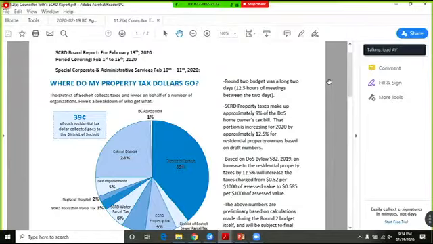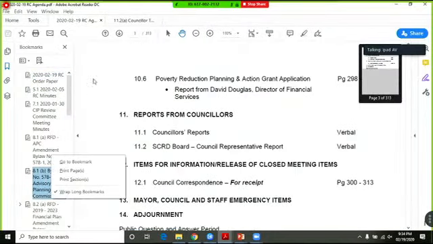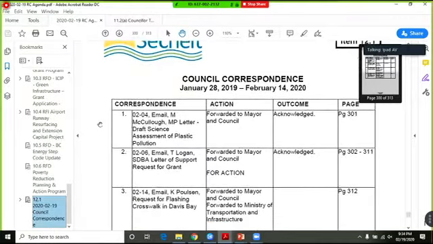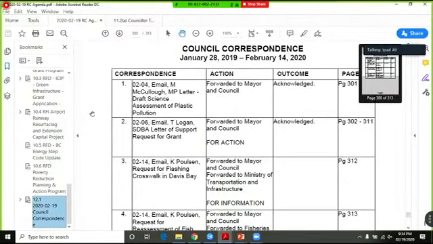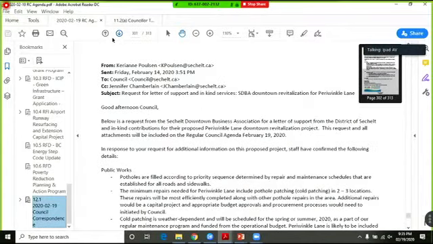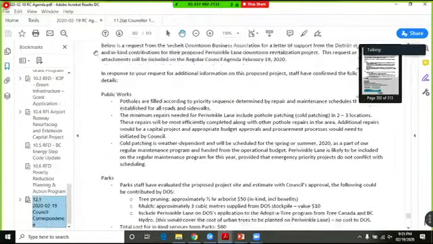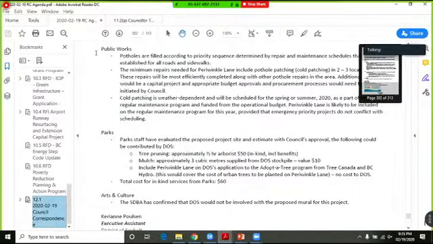Thank you. All right, let's go to correspondence. Council correspondence 12.1, first motion to receive the correspondence, moved and seconded. All in favor? Thank you. And there is one item on here for action. The Downtown Business Association is requesting a letter of support. They're looking to apply for a grant to do some work in Periwinkle Lane. How would you like to deal with this?